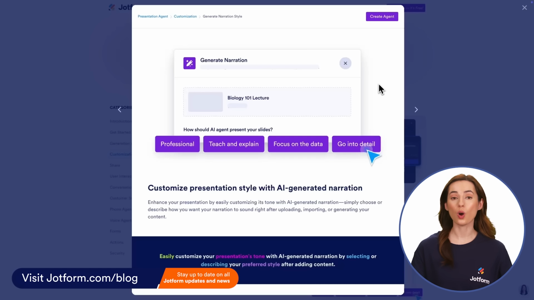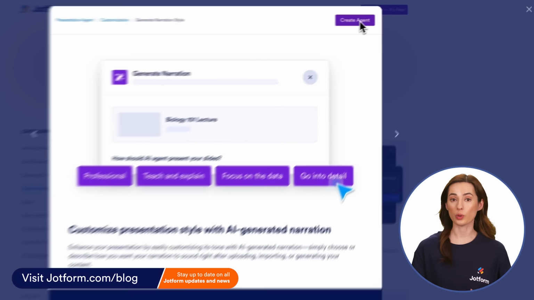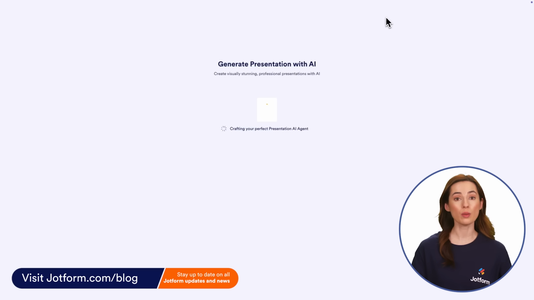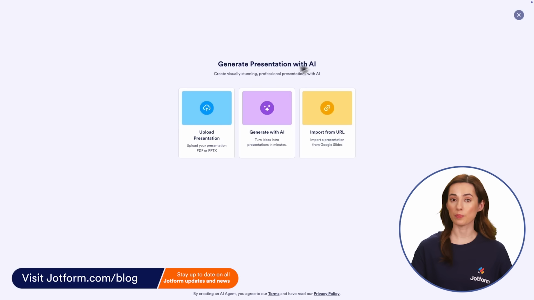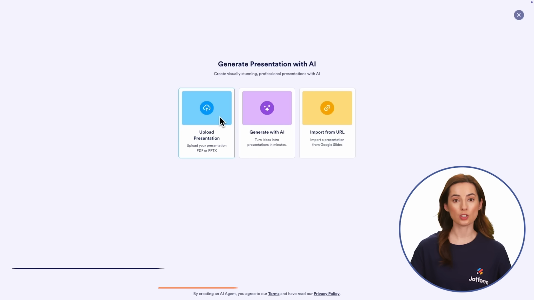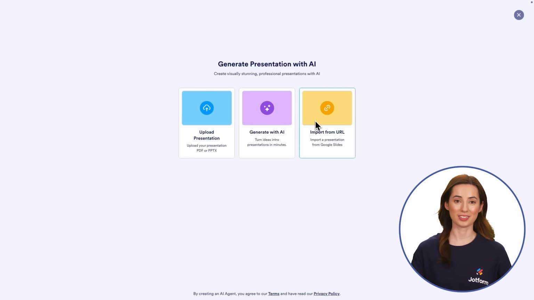To get started, open the Jotform AI Presentation Agent. Click Create Agent to start creating or importing a presentation. You'll see three ways to begin. You can upload a presentation in PDF or PPTX format, generate a presentation with AI, or import from URL if your presentation already exists online.